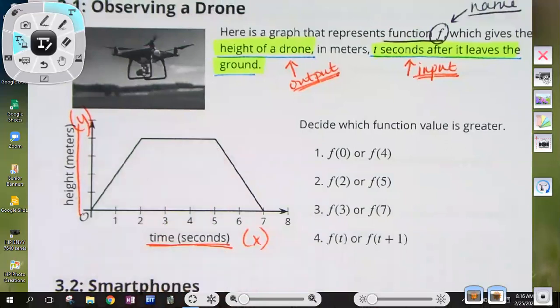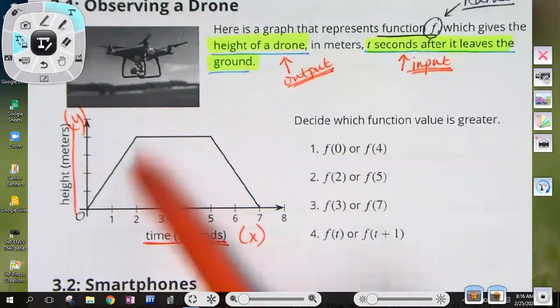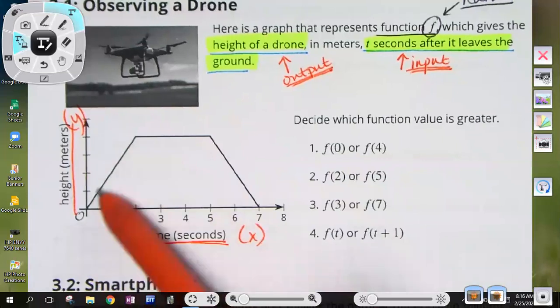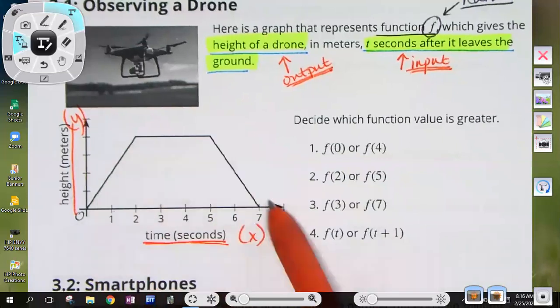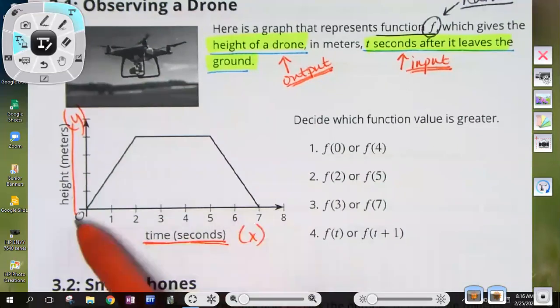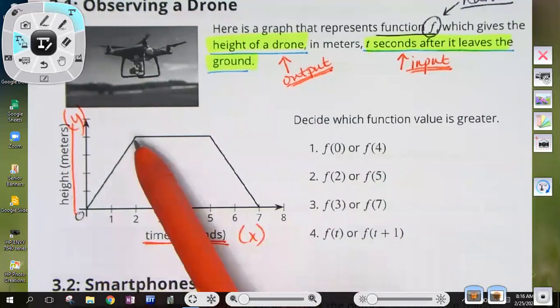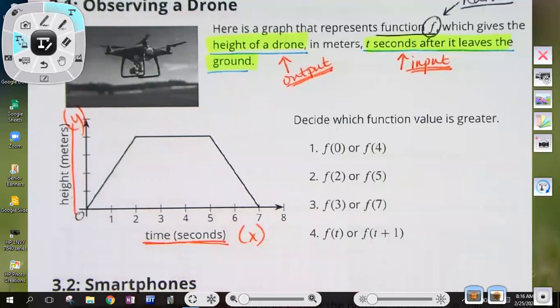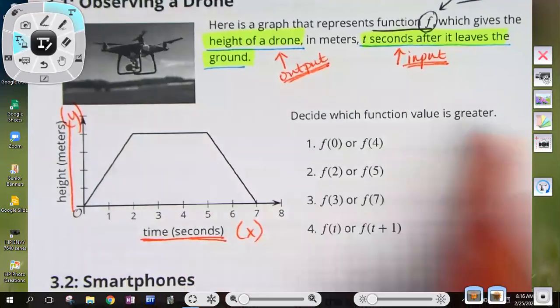So don't read this graph as saying that the drone's moving in this formation. This is saying this is the time that's passing. So as the time passes, it's going up in the air and then it stops and then it just comes straight back down. All right, so decide which function is greater.